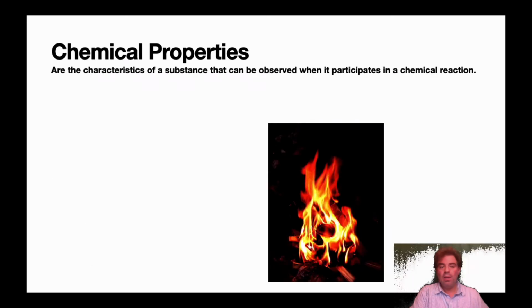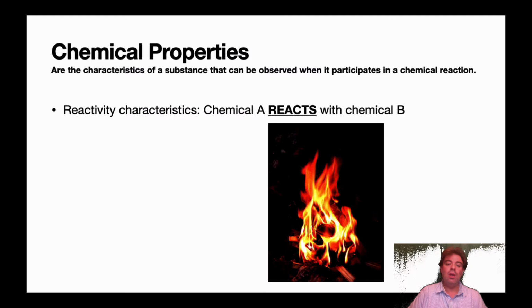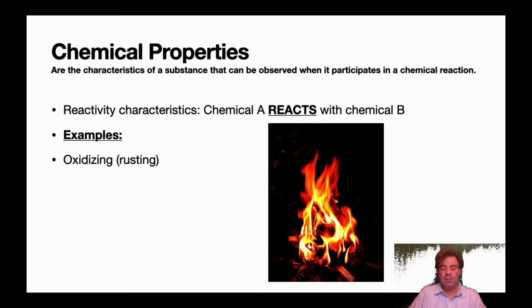On the other hand, chemical properties are the characteristics of a substance that can be observed when it participates in a chemical reaction. In other words, these are reactivity characteristics. In the questions, you're often going to find that chemical A, whatever that is, reacts with chemical B. Whenever you see that magical word reacts, you automatically know it's going to be a chemical property. A couple of examples include oxidizing. Chemical A, for example, oxidizes and rusts. That shows reactivity with oxygen. Combustion also shows reactivity with oxygen and the release of carbon dioxide and water.